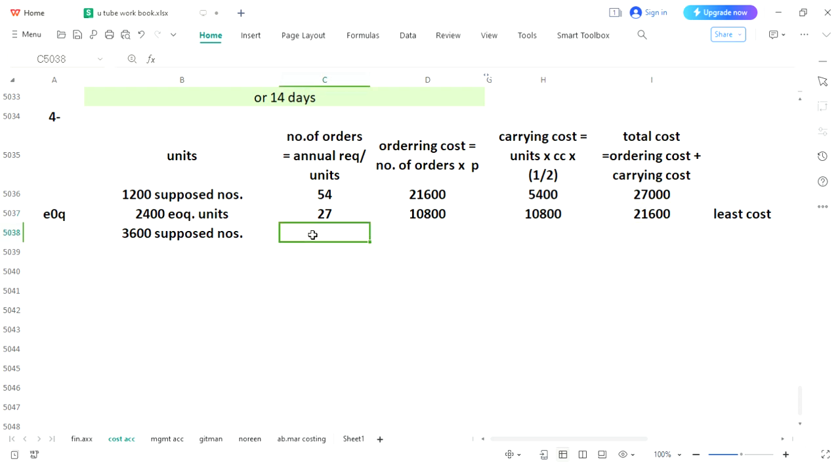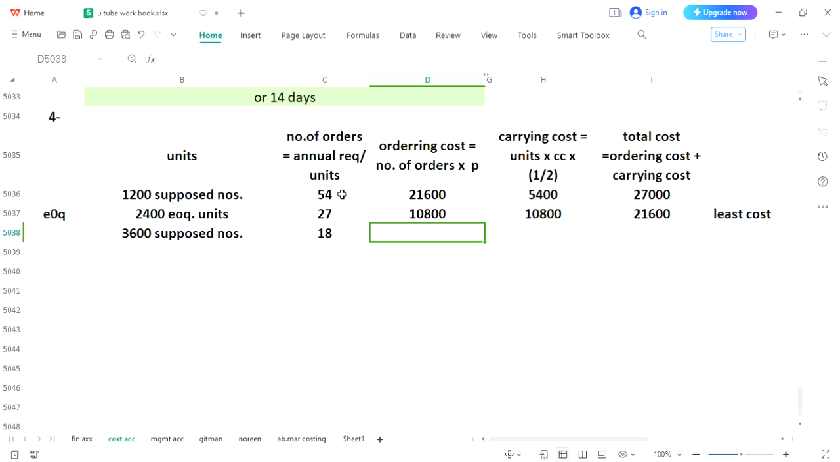Now we will prove that if you order more than 2400 units, even then your cost would be higher. The first step is to calculate your number of orders. For that, the annual requirement is divided by the units. You can see the annual requirement is 64,800, and in a similar way 64,800 would be divided by the number of units, 3600. We have got our number of orders.